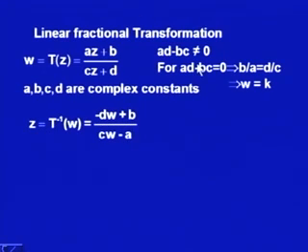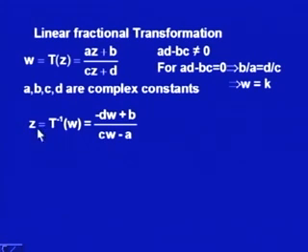Now, this mapping one can always simplify and write it as Z is equal to (minus dW plus B) divided by (CW minus A), and that means for every W there is a corresponding Z in Z plane.